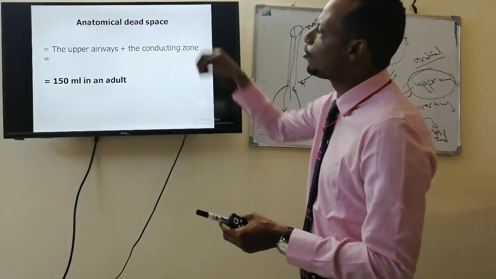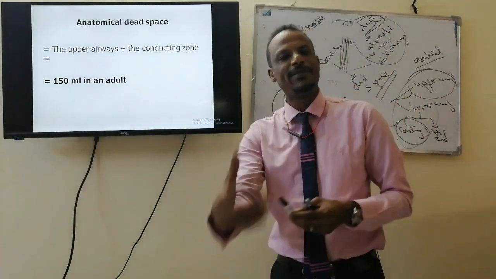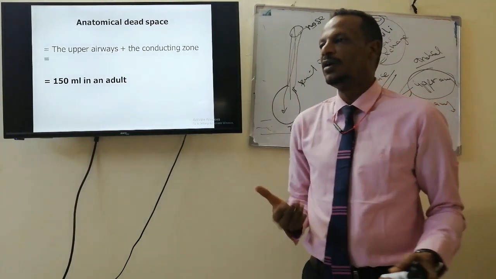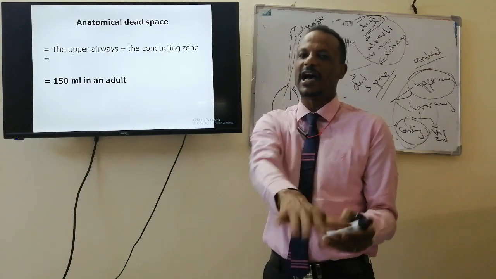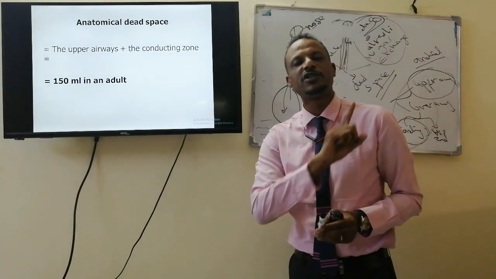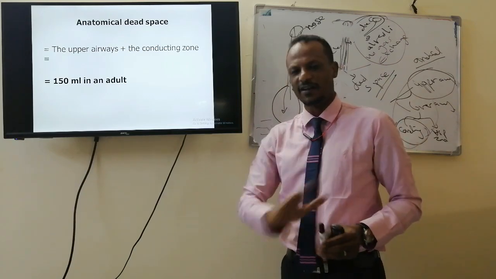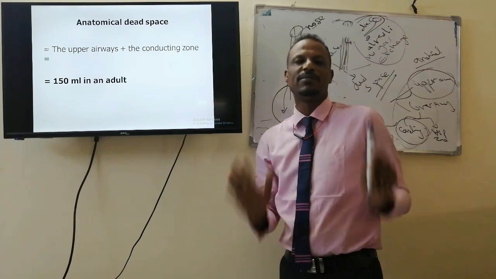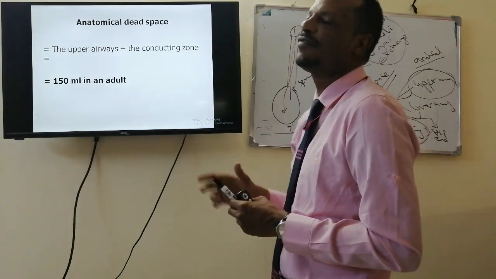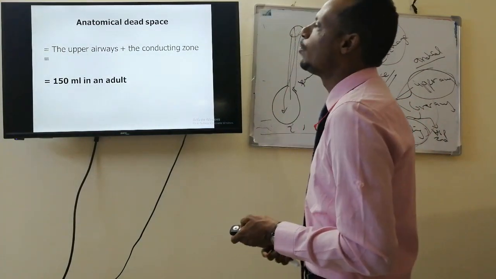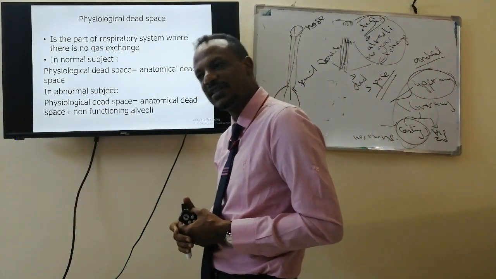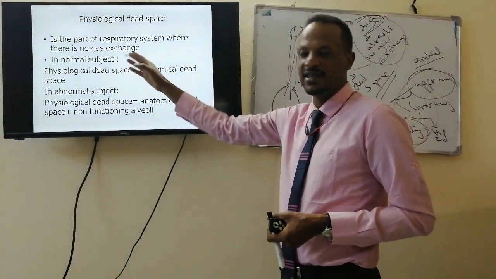طيب هل في منطقة ممكن يكون فيها الفيولاي لكن ما شغالة جاز اكسجين؟ دي في الاناتومي بتعتبر ريسبيراتوري زون مع إنها ما شغالة لكن فيها الفيولاي. لكن في الفيزيولوجي بتعتبر فيزيولوجيكال ديد سبيس. أي نون فانكشنينج الفيولاي بتسمى ديد سبيس، وأي منطقة ما فيها الفيولاي بنسميها انتومكال ديد سبيس. So what is physiological dead space? It is a part of the respiratory system where there is no gas exchange.